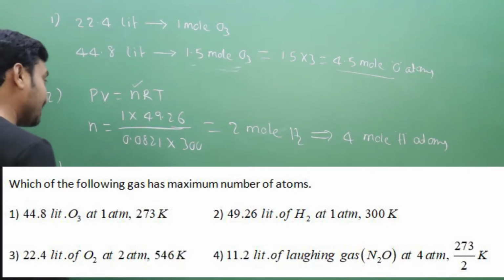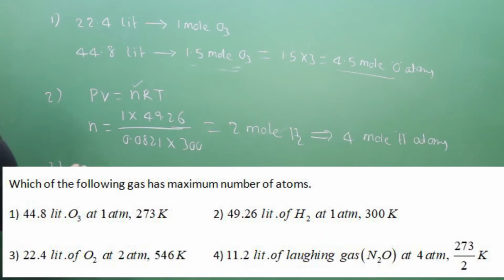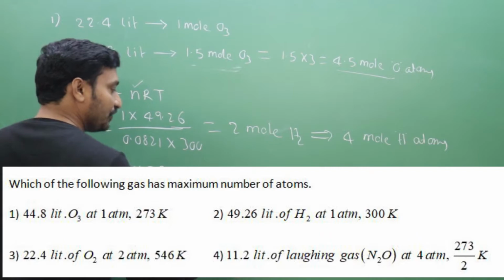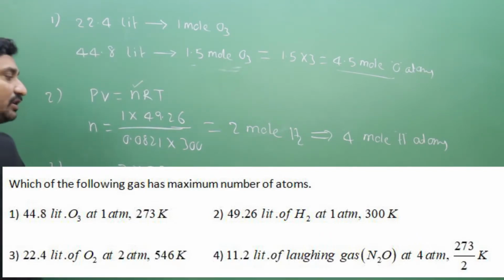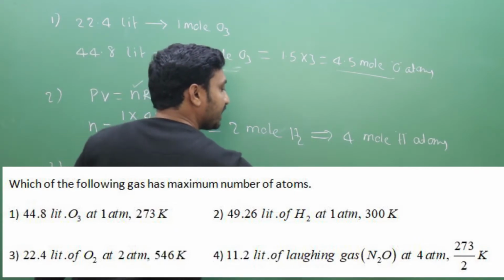Option 3, same as above. PV is equal to nRT. Number of moles is equal to pressure 2 atmosphere, volume 22.4, R value 0.0821, gas constant, temperature 546. If you calculate this value, we will get approximately 1 mole of O2 gas. That implies 2 mole oxygen atoms, right?